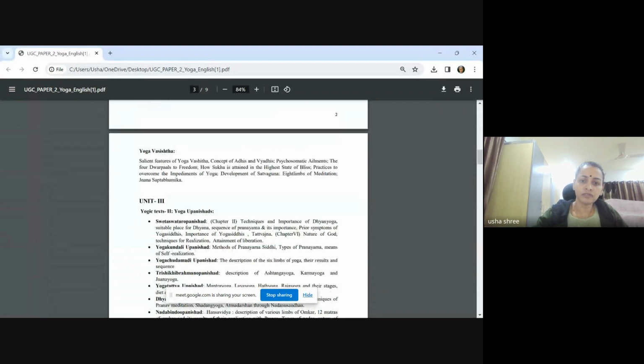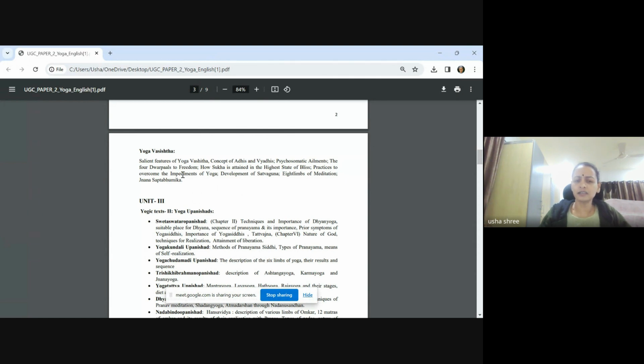And coming to Yoga Vashishta, this is a text that is again very important, not very big or difficult, but it is a very important topic where you will get 2 or 3 questions, or a maximum of 4 questions, not more than that. But this is an important aspect. Don't neglect that. So Yoga Vashishta, again, in this we have the concept of Adi and Vyadi.